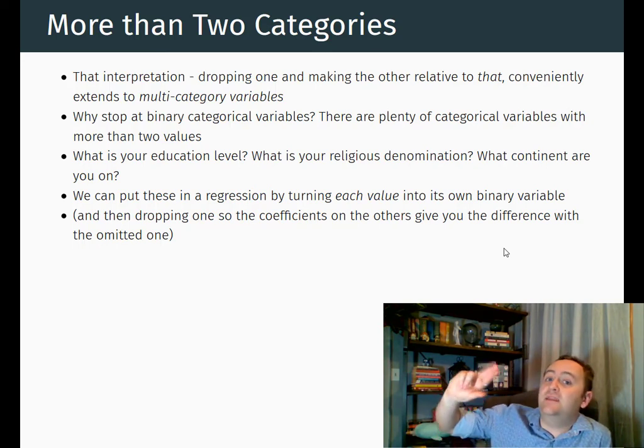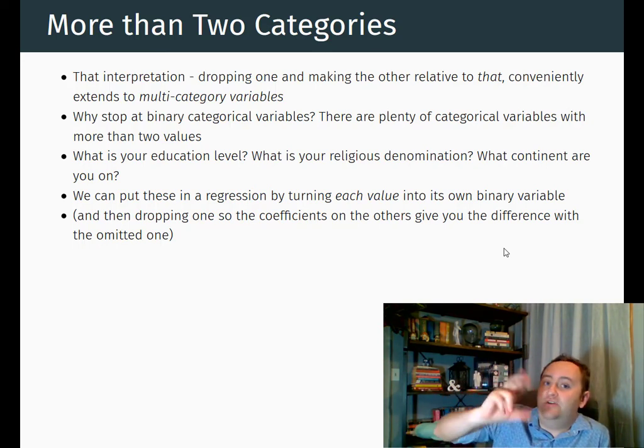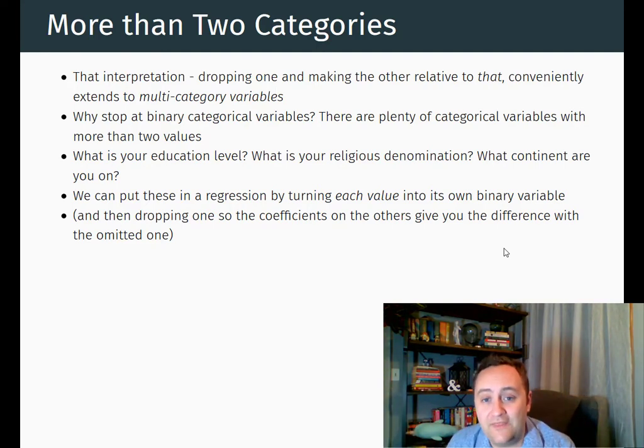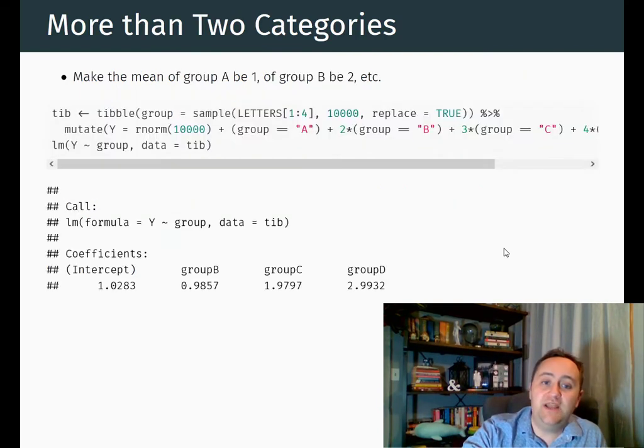Are you married or not? Yes or no. Are you divorced or not? Yes or no. Are you separated or not? Yes or no. Are you widowed or not? Yes or no. And if you can only be in one of those categories, then again, sum all those up, you're going to get to one. Everybody's in one category and not the others. So what happens if we want to compare these categories in a regression? We're going to get the exact same interpretation.